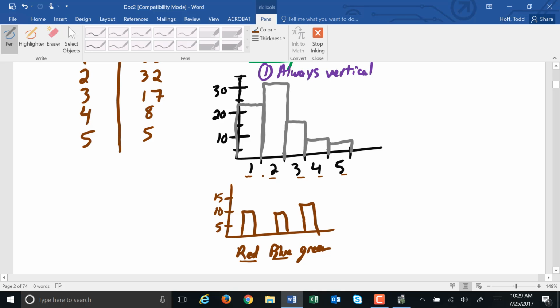Up here, 2 comes after 1, 3 comes after 2, 4 comes after 3. They kind of have a natural connection to each other. For categorical data, they do not have a natural connection. They're separated. There's no natural order, no progression from one to the next. So putting the bars tight together is kind of a psychological thing of showing you that the data is connected. There is a flow from one to the next.